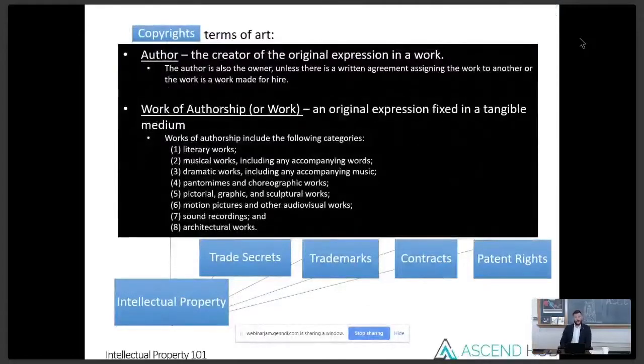So other terms of art for copyright include author. So this is, of course, the creator of the original expression in a work. And the work of authorship, or more generally, the work. This also could be referred to as the creative work, or the original work. So an original expression fixed in a tangible medium. Okay, these definitions become repetitive, but the examples are helpful. And you can see those there: literary, musical, dramatic, pantomime, choreographic, pictorial, graphic, and sculptural, motion pictures and audiovisual works, sound recordings, and architectural works.